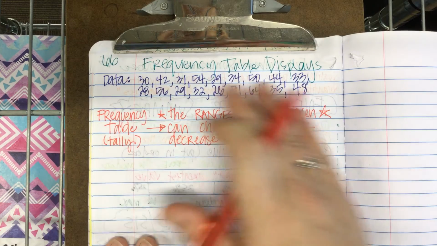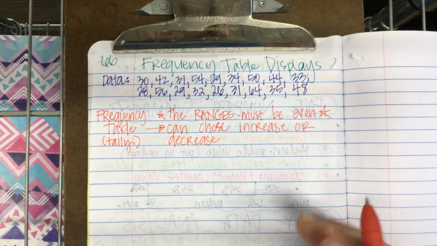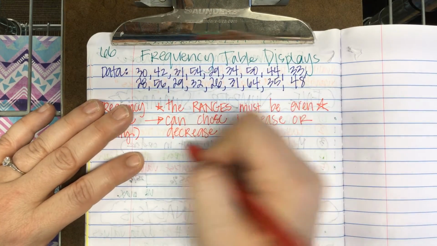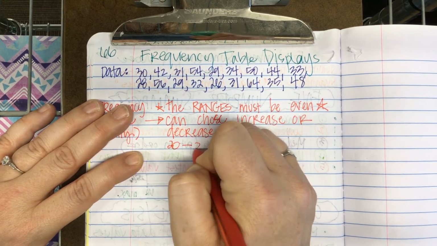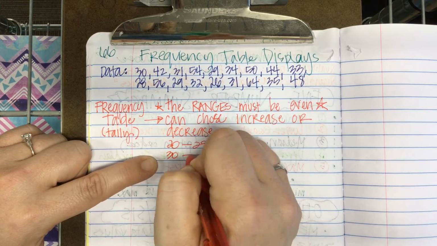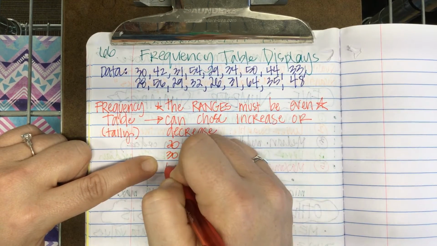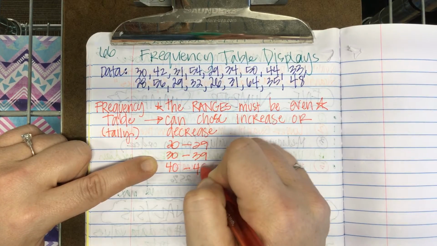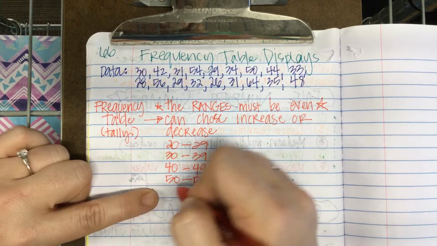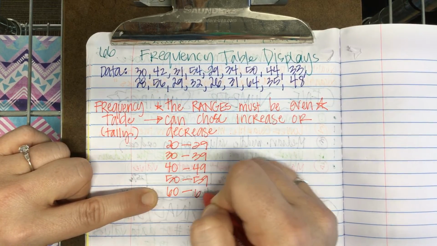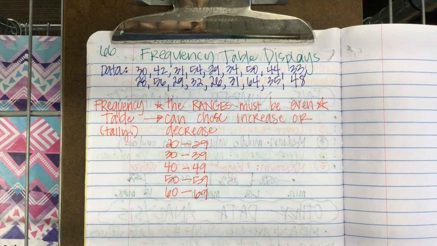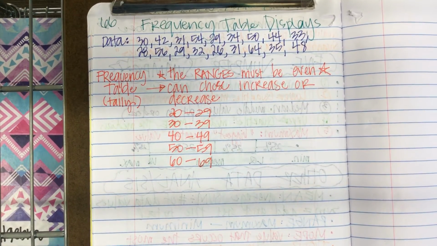So if I look at this data, let's increase just because we can. And I'm going to do 20 to 29, 30 to 39, 40 to 49, 50 to 59, 60 to 69. Anything in the 70s? No. Okay, so I can stop there.